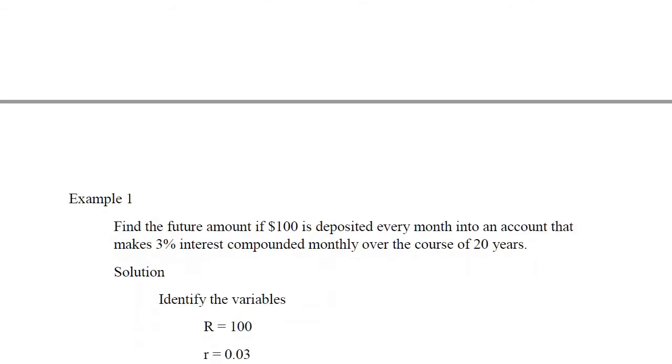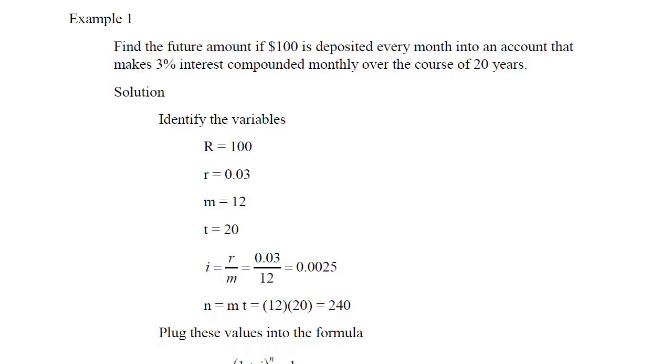So let's take a look at an example. Let's say we want to find the future amount if $100 is deposited every month into an account that makes 3% interest compounded monthly over the course of 20 years. Here's the solution. First thing we do is identify the variables. They ask for the future amount, F. If $100 is deposited every month, R, the amount of our periodic deposit, is 100.